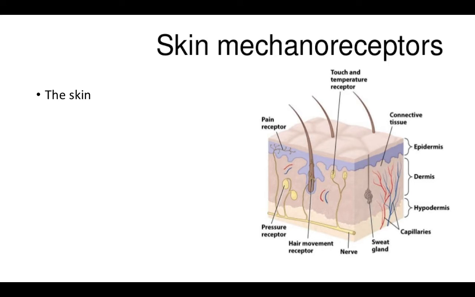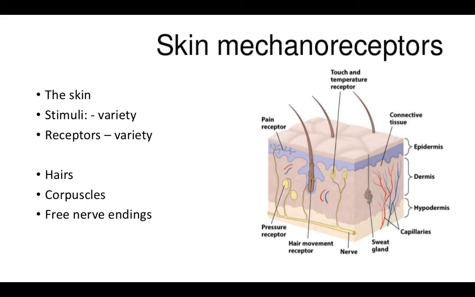So let's look at the skin. There are a variety of different stimuli that can be detected by the skin, and we have a variety of different receptors for that purpose. We have hair cells, we have hairs, we have corpuscles, and we have free nerve endings. The hairs are sensitive to touch.